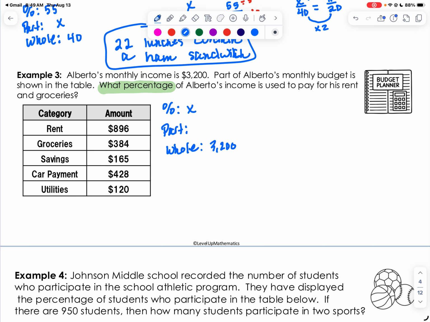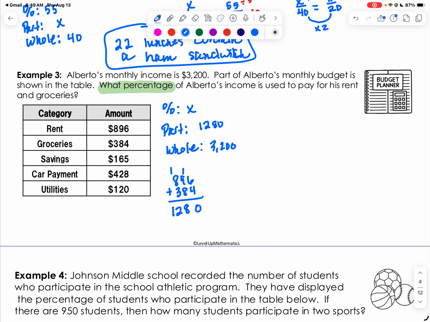We want to find the part now, and the part is going to be his rent plus his groceries. So his rent was $896 and his groceries was $384. So let's add that up. 6 plus 4 is 10, carry the 1. 10 plus 8 would be 18, carry the 1. 9 plus 3 is 12. So our part is $1,280.